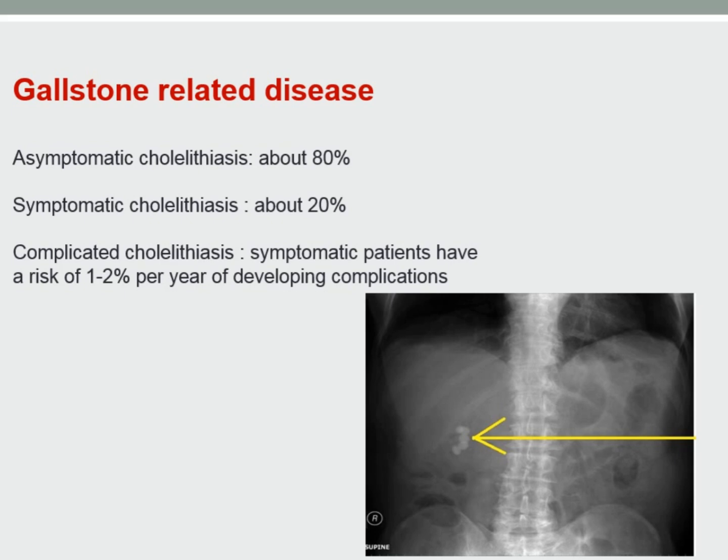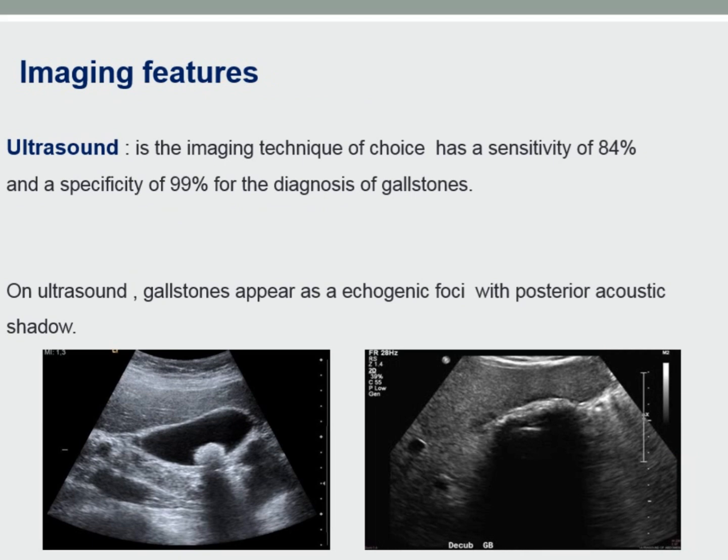Symptomatic patients have a risk of 1 to 2% per year of developing complications. Later on, I'll talk about the complications in detail. Regarding the imaging features of gallstones, ultrasound is the imaging technique of choice and has a sensitivity of about 84% and specificity of 99% for diagnosis of gallstones. On ultrasound, gallstones appear as echogenic foci with posterior acoustic shadowing. The posterior acoustic shadowing is seen regardless of the composition of the gallstones.